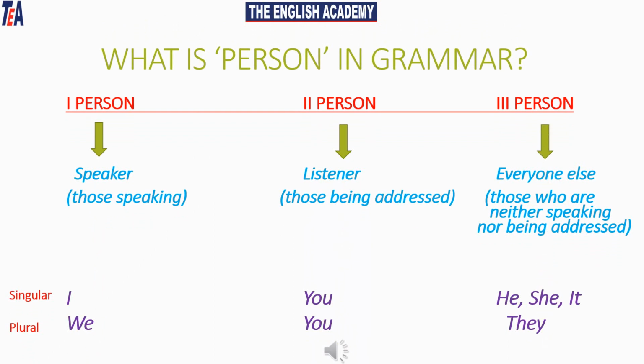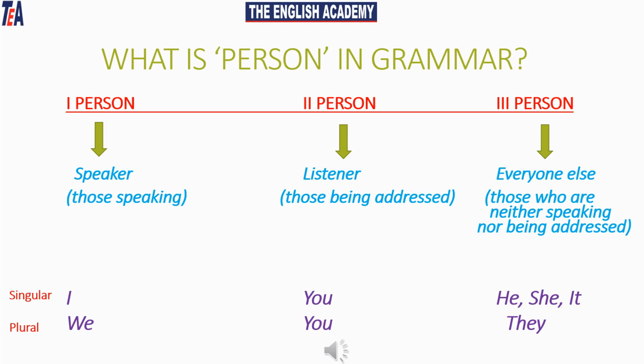What is person in grammar? Person is a category used to distinguish between those speaking, those being addressed, and those who are neither speaking nor being addressed. These three categories are called the first person, the second person, and the third person. The first person, those speaking. I am speaking now. So I is the first person. We are talking with you. We, first person plural. Singular I and plural we.